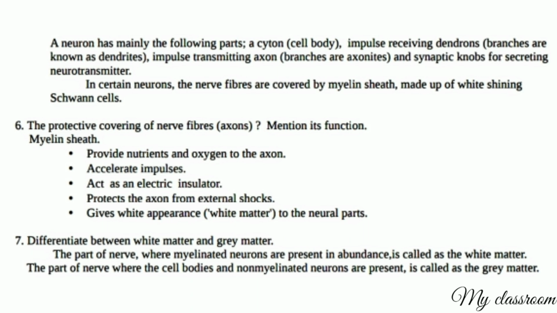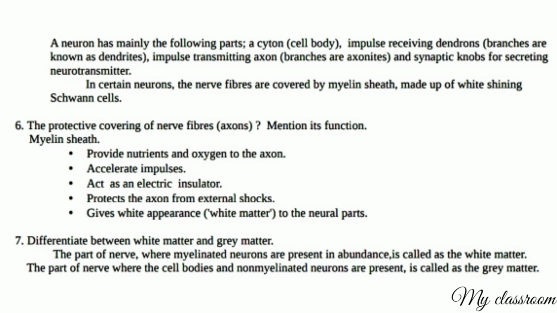Sixth question, the protective covering of nerve fibers, that is axons, mention its function. The covering is called the myelin sheath. It provides nutrients and oxygen to the axon, accelerates impulses, acts as an electric insulator, protects the axon from external shocks, gives white appearance, white matter, to the neural parts.